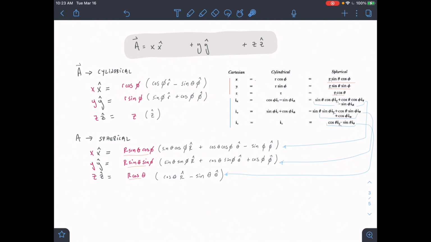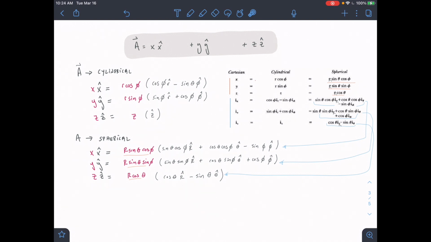So we're going from Cartesian to cylindrical. So y is this r sine of phi, and y hat is this sine of phi r hat plus cosine of phi phi hat. Okay, and we see that here. Z is just the same from Cartesian to cylindrical, and so we see that right here.